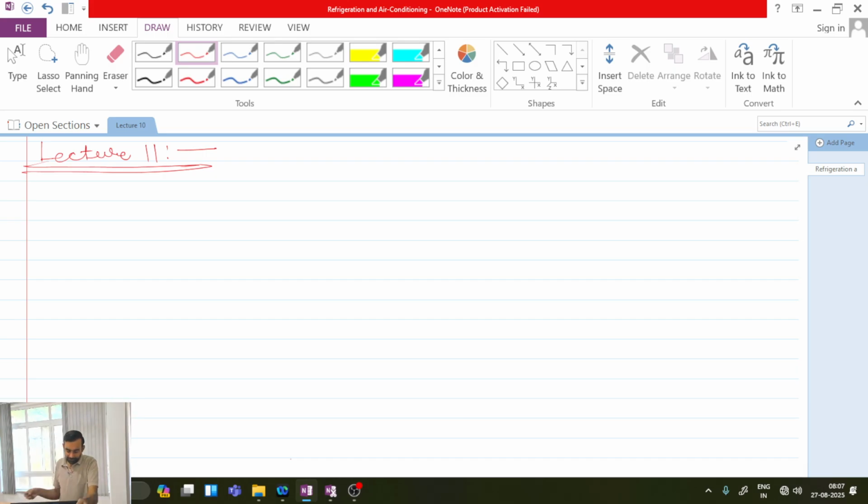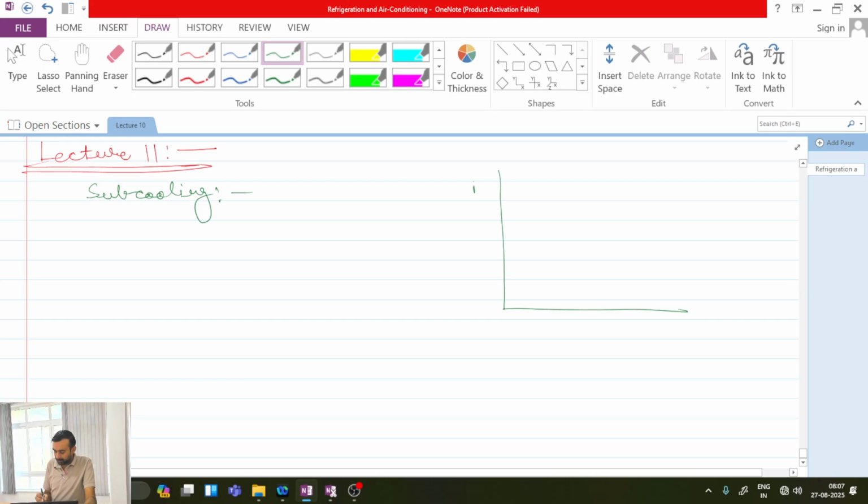Okay, so first we will discuss one variant of the standard cycle, where some subcooling is done. Let us study what subcooling is and what its effect on the cycle is. So if I plot the standard cycle on the pH diagram, then my liquid vapor dome looks something like this, and this will be my standard cycle.